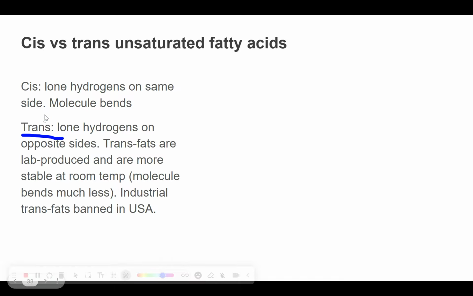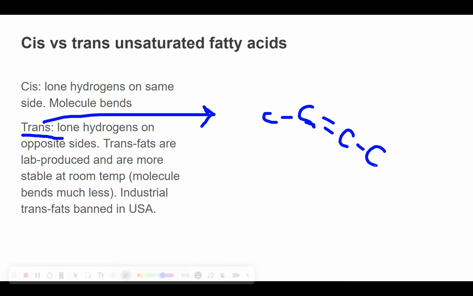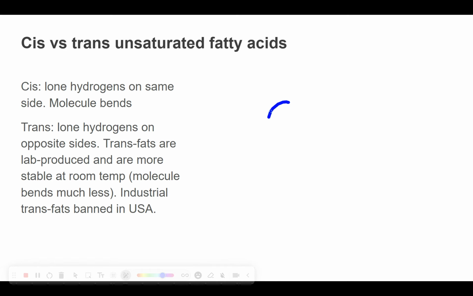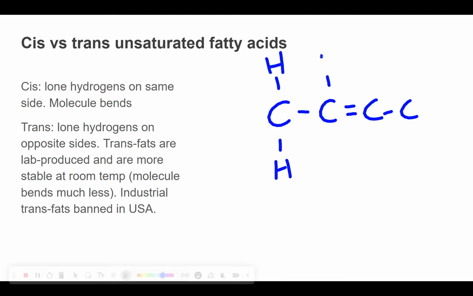Trans unsaturated fatty acids are lab produced, and what they can do in a lab is move. So this and this would be like the normal organization for this tail, but you can do something to straighten it out. And what you do is transfer or move one of those hydrogen atoms to the other side.